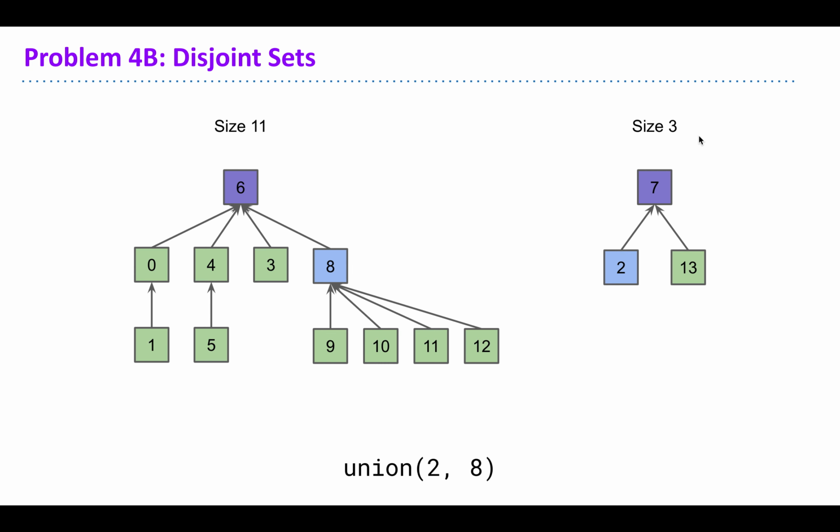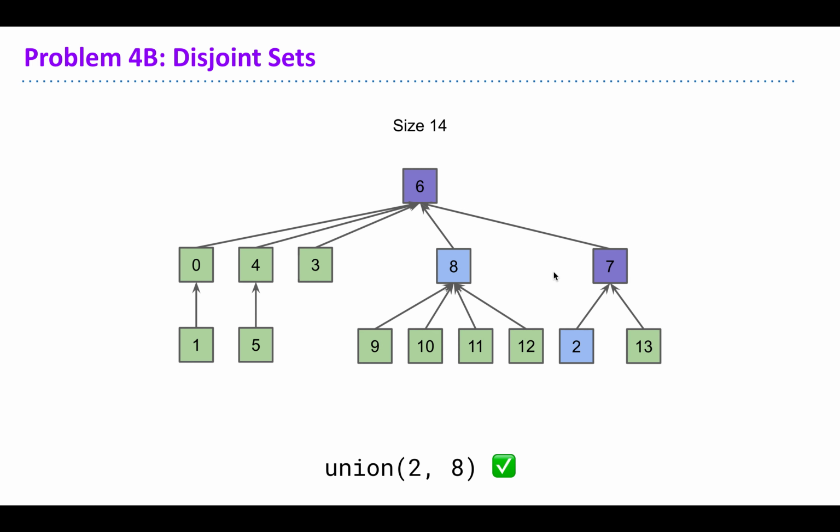Should I connect the 7 to the 6 or the 6 to the 7? I'm going to connect the 7 to the 6 because this set size is smaller. So then we get this. Now we're done. So that was the result of those 3 union calls. And yeah, that was the problem.